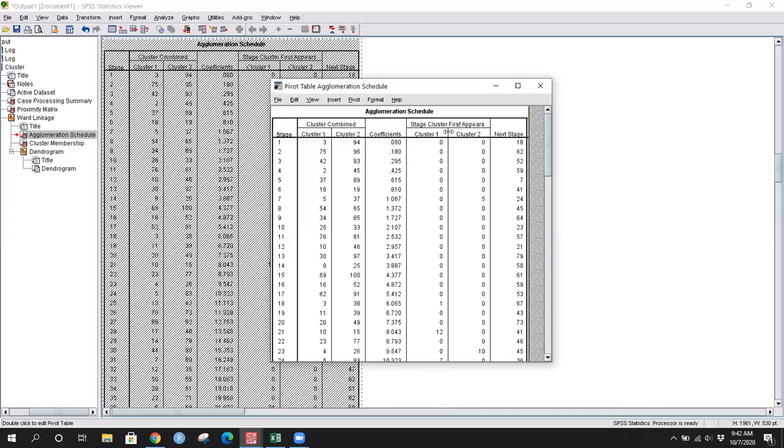And then talking about the stage cluster first appears. Again, as I said, don't confuse yourself with the word cluster. Just understand that these are cases. So this is the stage in which these two people would have first appeared to become a part of a cluster. अभी तो हम stage 1 पे ही हैं, correct? So stage 1 में where 3 and 94 got combined, obviously इससे पहले they didn't get combined in any of the stages. Okay?